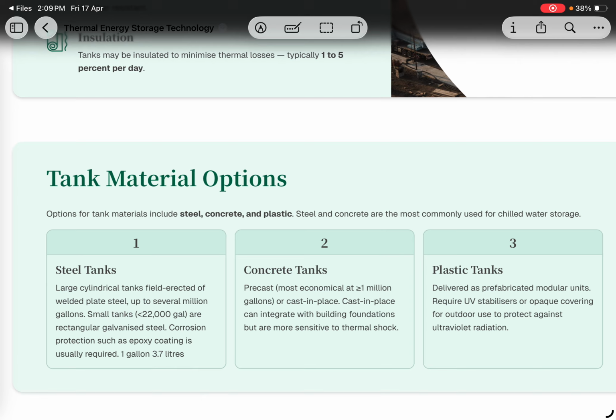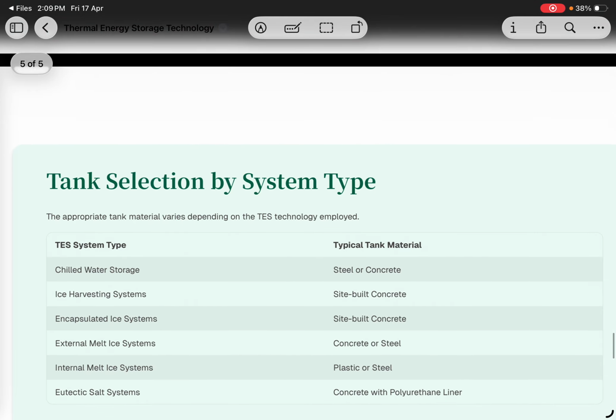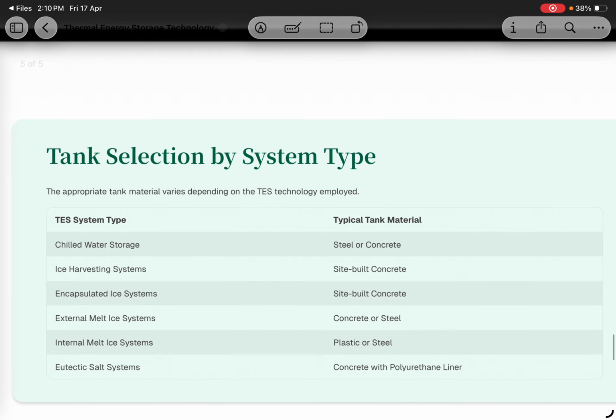The details are provided on the slide. You can read what kind of materials are used in the given applications. This is a table which shows which type of storage uses which type of material, right? So for eutectic salt systems, you see that concrete with polyurethane liner is used, because we are dealing with salts. For chilled water storage and ice harvesting systems, generally steel or concrete is preferable.